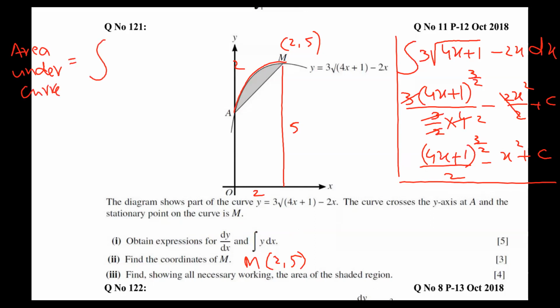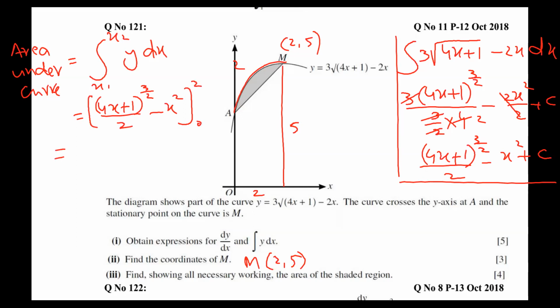What is the technique to find it? With lower limit x1 and upper limit x2, the formula is integral of y dx. Here the lower limit is 0, the upper limit is 2, and this y is the same as I have done here. So I simply put it: (4x+1)^(3/2) minus x squared, lower limit 0, upper limit 2. When I put the upper limit 2 here, 4 times 2 is 8 plus 1, 9. It becomes 9 to power 3 by 2.